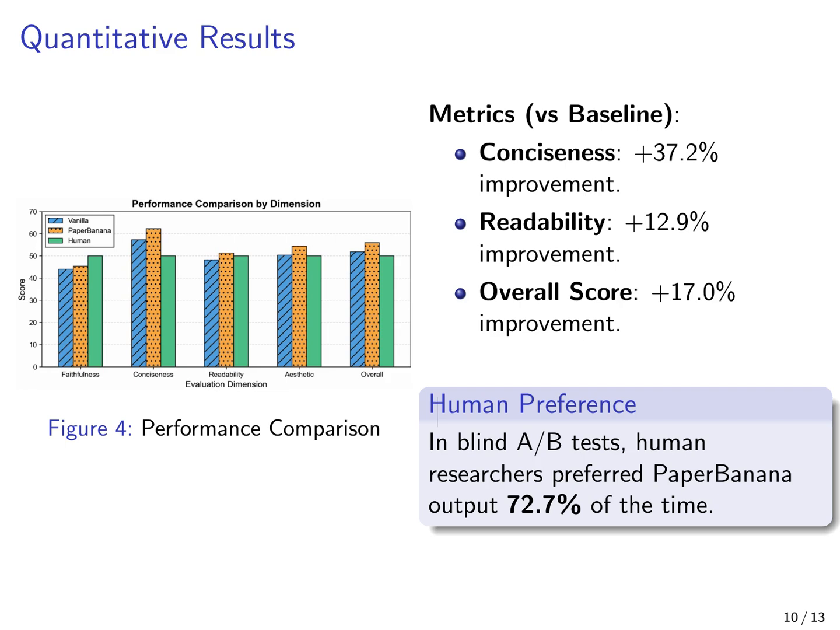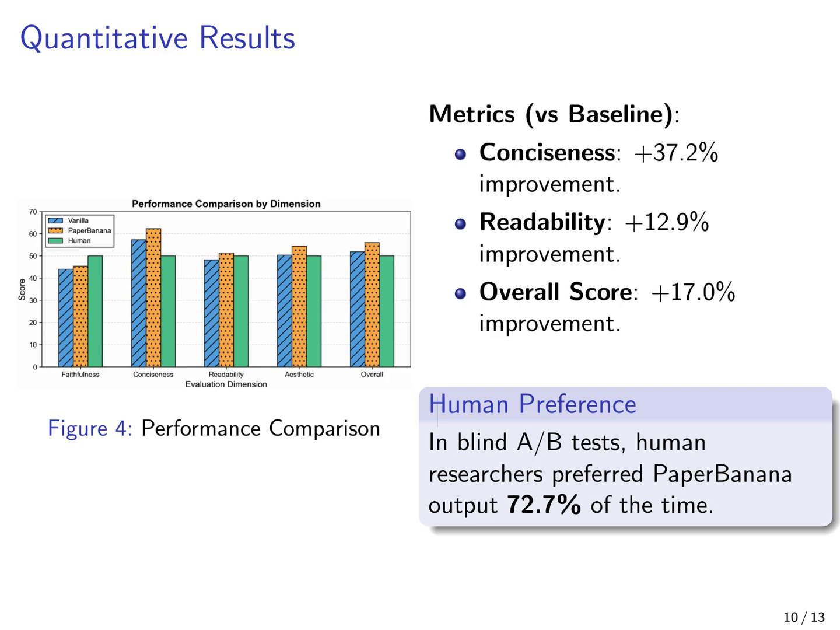And the hard numbers absolutely back this up. This agentic framework gives them a boost across the board. Okay, the gain in faithfulness is a bit modest, but just look at conciseness, a massive 37% improvement. Readability and aesthetics get big bumps too, and it all adds up to a 17% better overall score. That is a very, very strong signal.